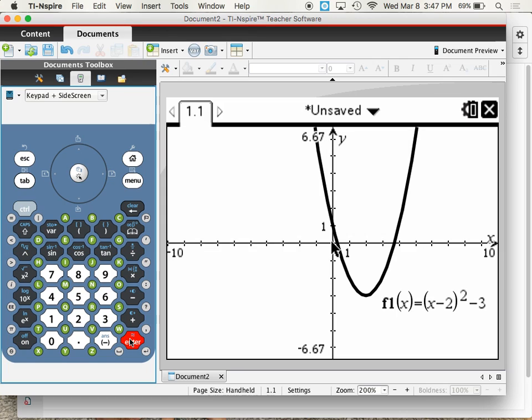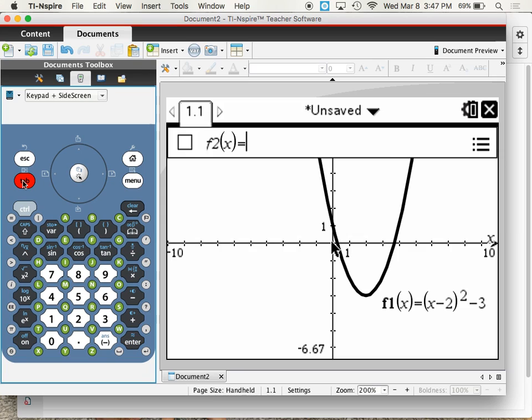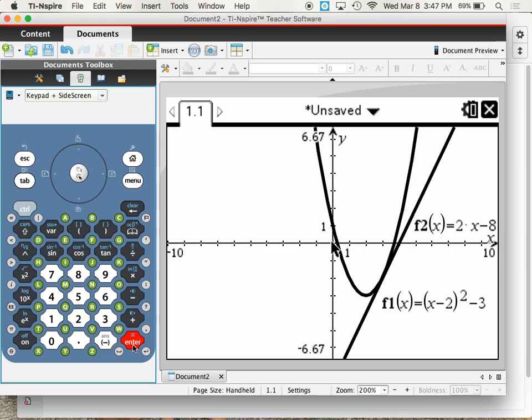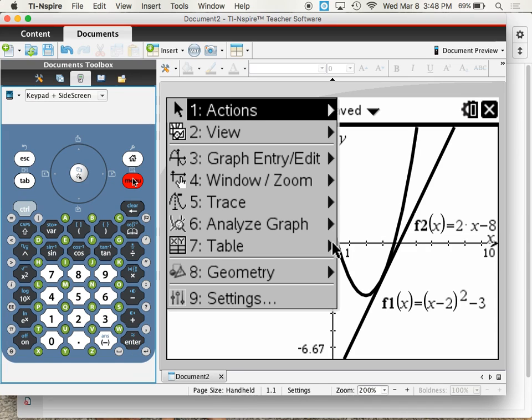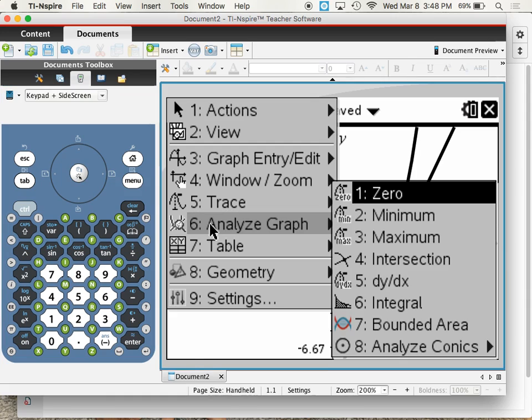And the other one I think was the line 2x minus 8. 2x subtract 8. Oh boy. That's a tricky looking graph. I don't know where that thing crosses. So check this out. Here's something else that we can do. You might remember going to Menu. And let's go to Analyze Graph. And I want to find the intersection.